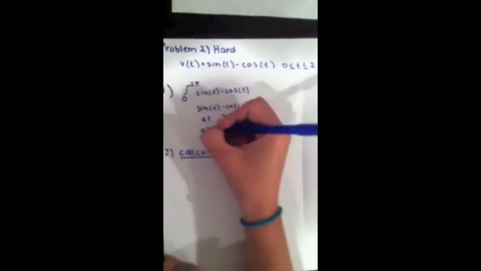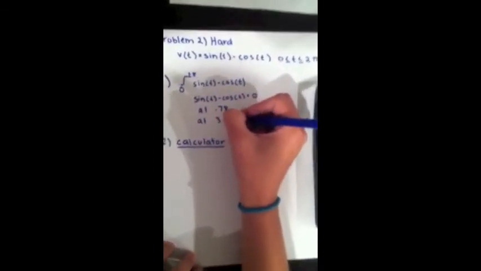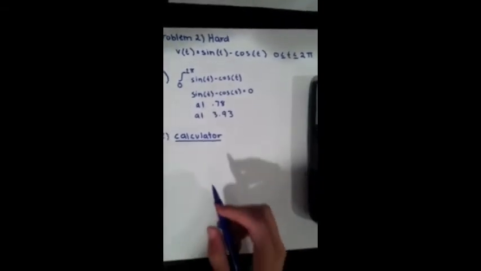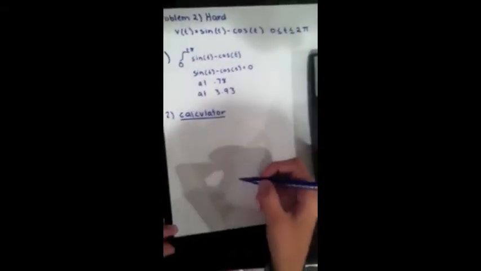And then you click second calc again to find the other 0, and you do the same thing, left bound and right bound, and click enter twice, and the other 0 is at 3.93. After this, you have to set it up into absolute value integrals.